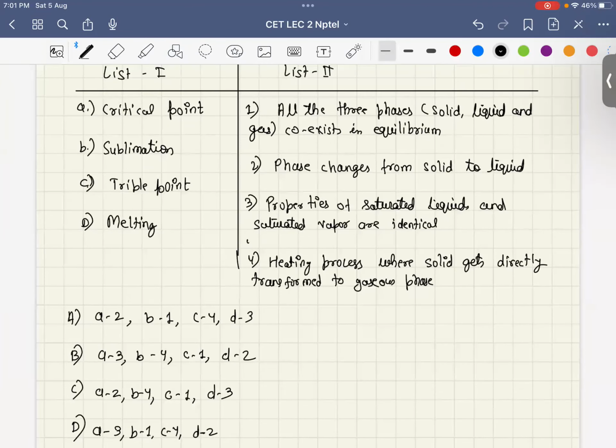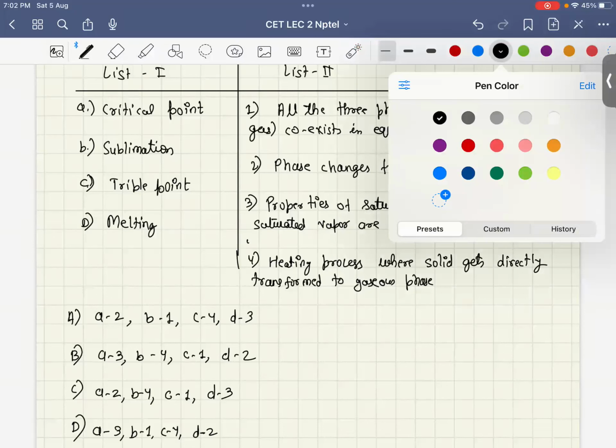What you have to do is match the pair. For example, which of the following pairs is accurate for critical point, whether it's this one or this one or this one. Similarly, which pair is true for sublimation, and so on and so forth. And these are the options for them. Right. So this should be apparent. What is critical point and sublimation and triple point? This should be apparent from the discussion of our first question, right? So I'll give you a couple of minutes on it.